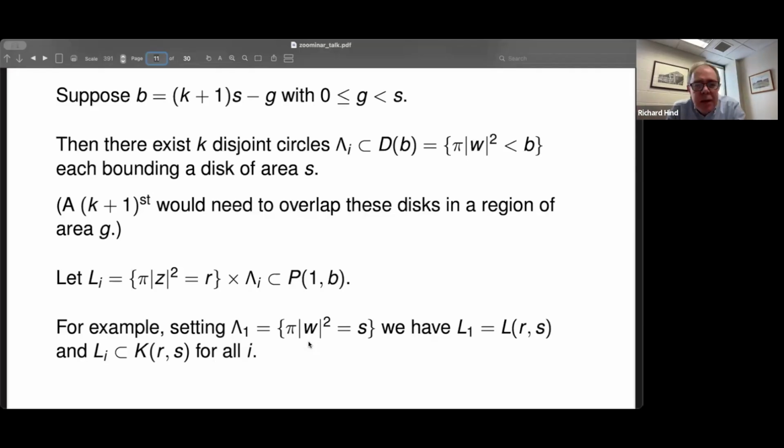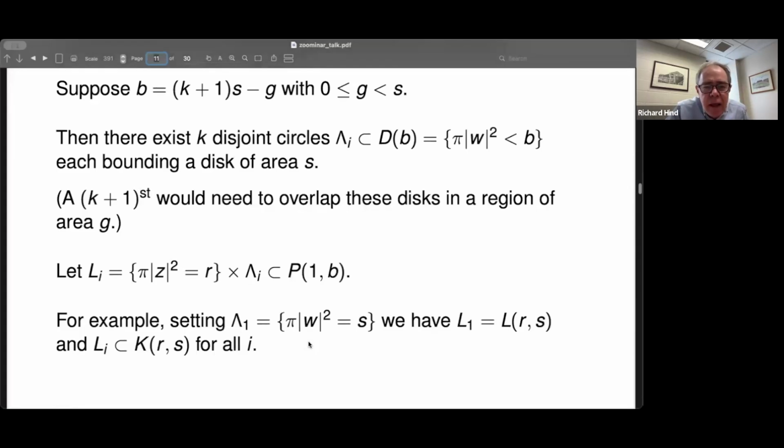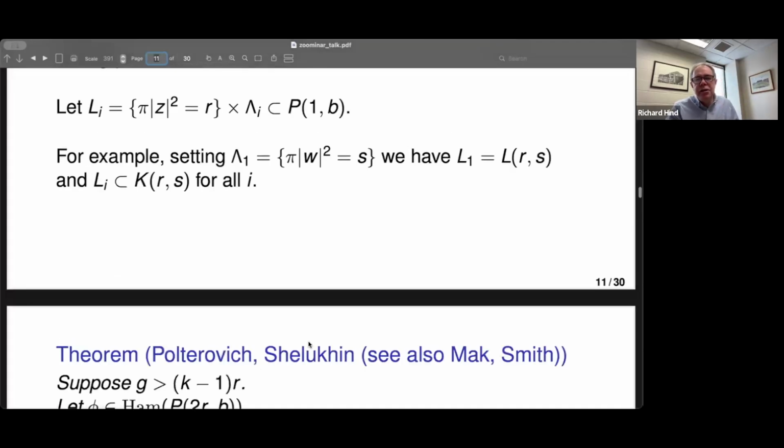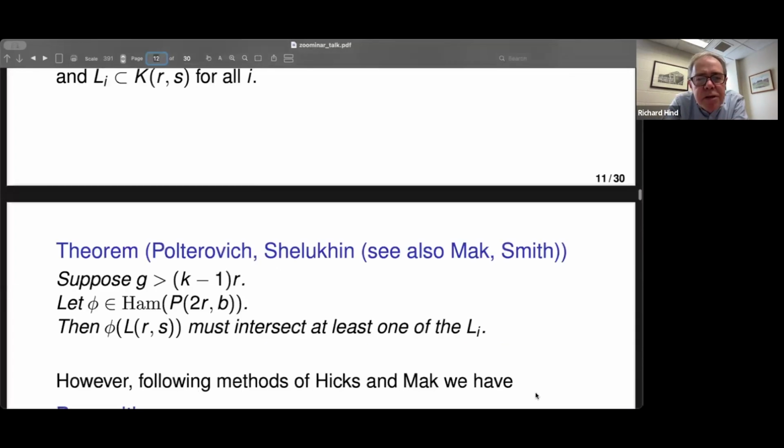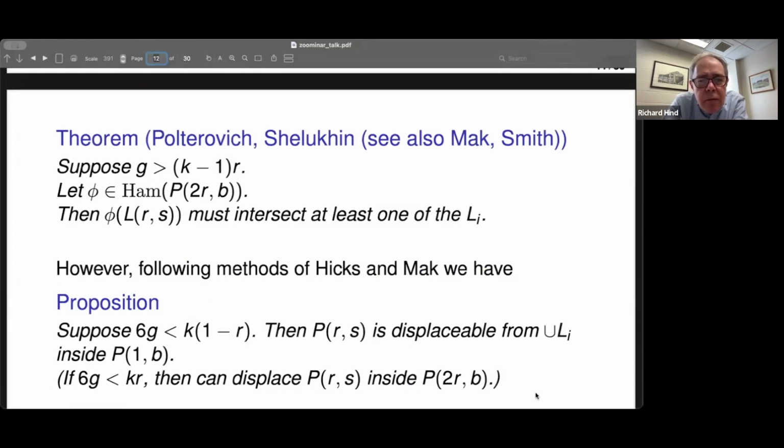All of the other lambda i's would sit outside of lambda 1, and that means the corresponding L_i's are going to be in K. So we have a Lagrangian packing consisting of tori sitting inside K, and you could ask if phi(L_{R,S}) has to intersect one of these lambda i's. So that would be a question. And there's a positive result in that direction due to Polterovich and Shelukhin.